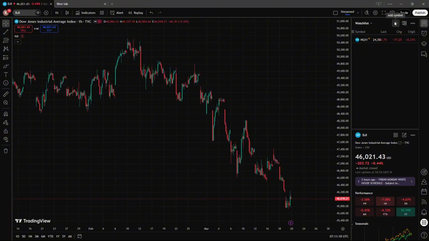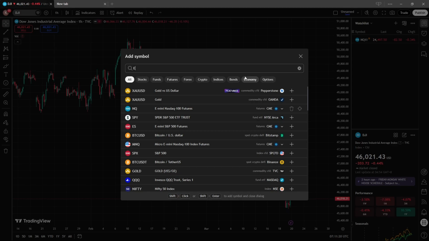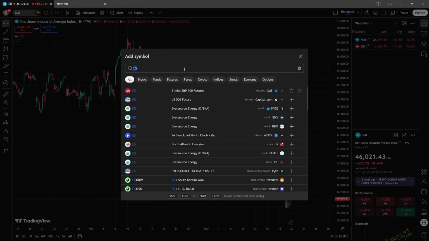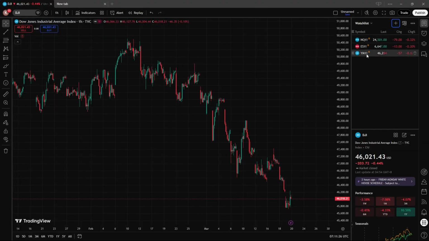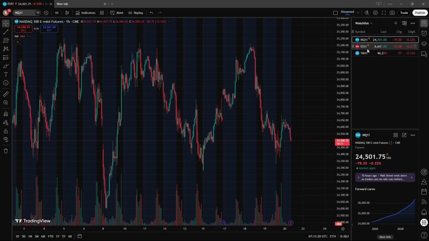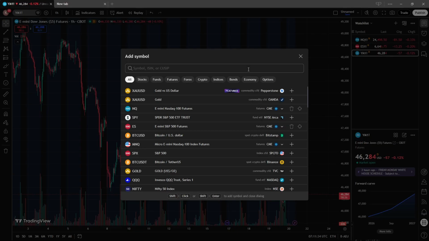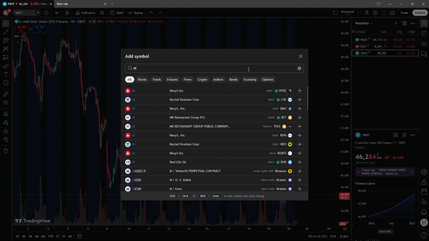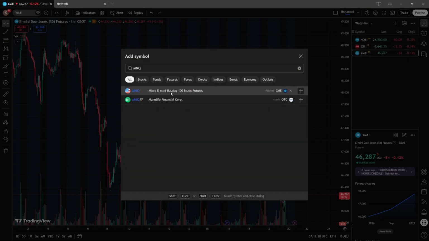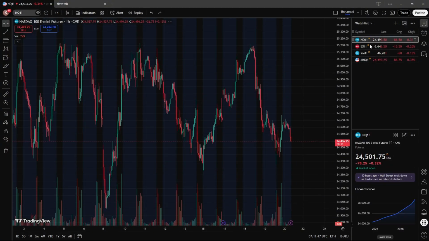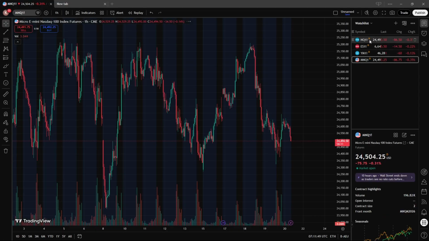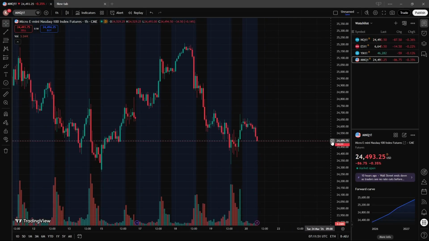Basically, what I'm gonna do next is just add ES, YM, and yeah, these are mostly the main tree that you'll be looking at. There is something called micro E-mini Nasdaq 100 index futures. These two are the same market, considering they're both futures for the Nasdaq 100 index.